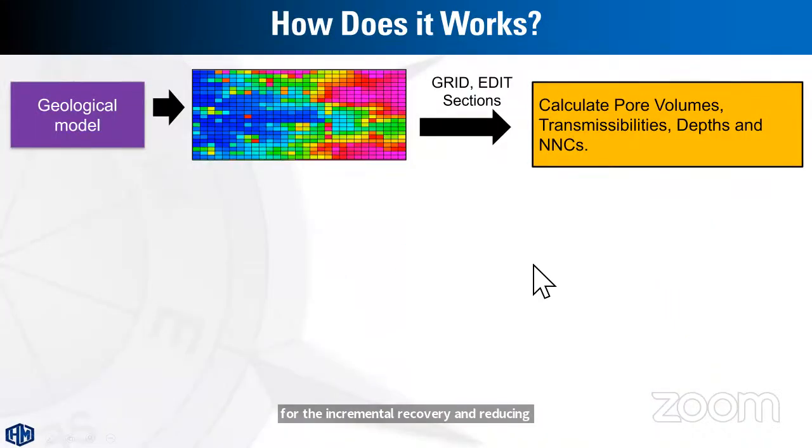So the mechanism is we have specific sections in your simulation model or data file. The geological data defines the basic grid properties like porosity, permeability, and net to gross, so you can calculate the pore volume and calculate transmissibility and depth.